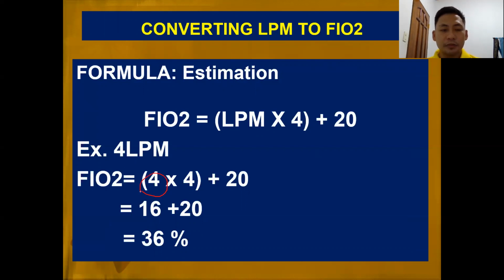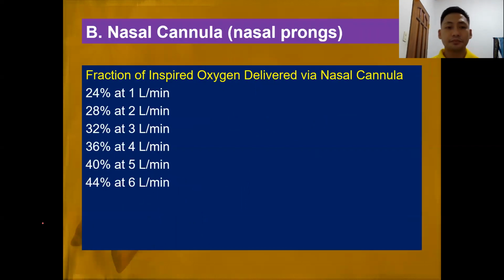This is the liters per minute times 4. This is constant plus 20. So 4 times 4, 16 plus 20. So the FiO2 for 4 liters per minute is equivalent to 36%. So this is an estimation, but this formula actually can be used for low flow oxygen system.